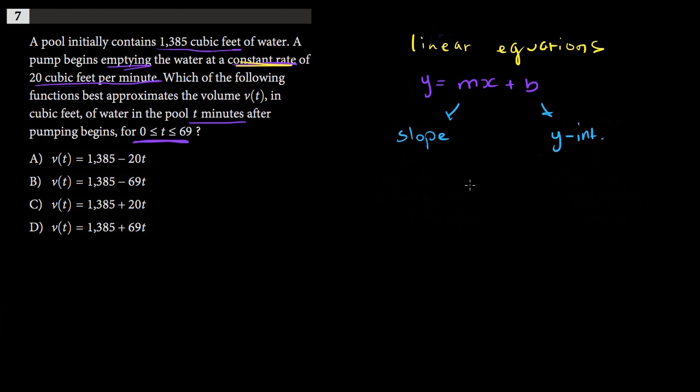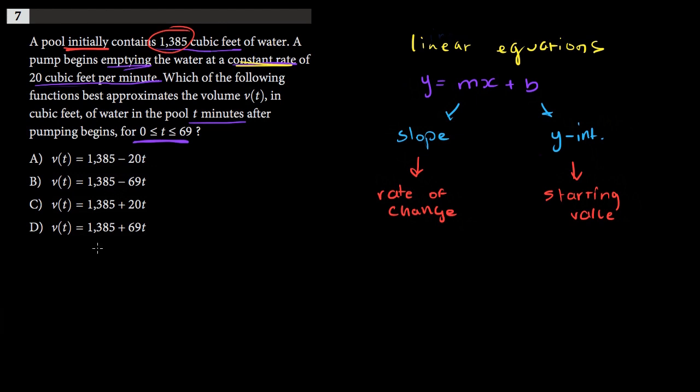Well, in a real-life application like this question, the slope is really the rate of change. And the y-intercept is the starting value, what we start off with before the change occurs. And in this example, our starting value, it says a pool initially contains 1,385 cubic feet of water. And so that's our starting value.